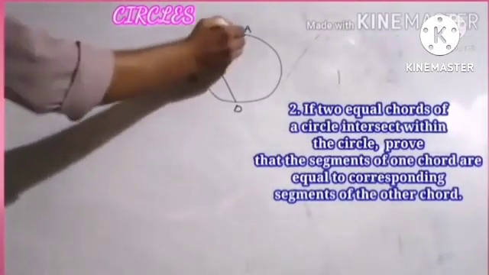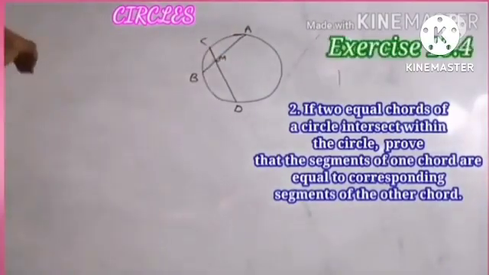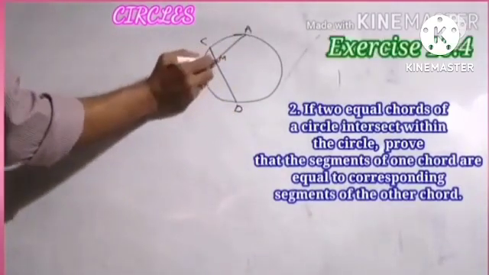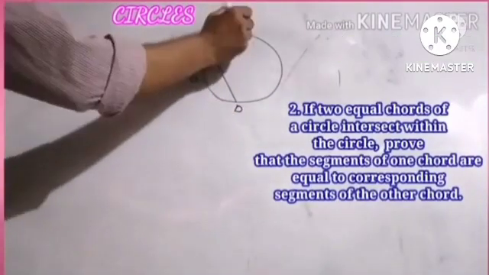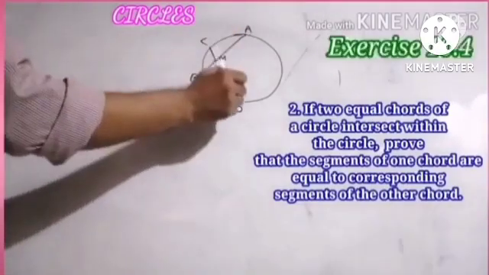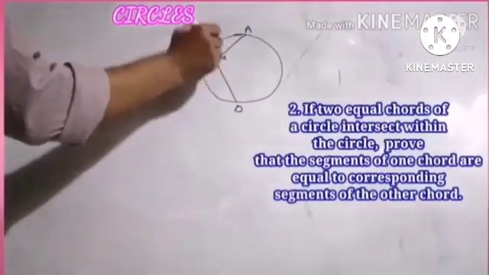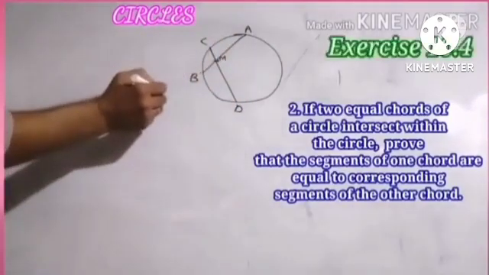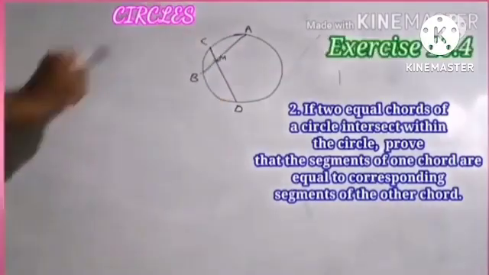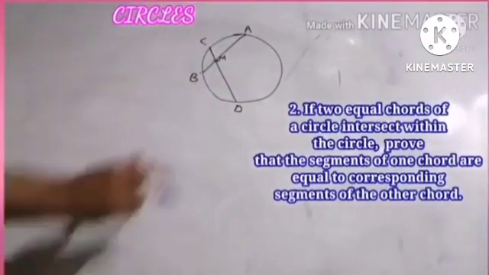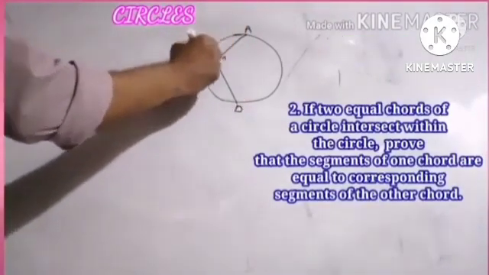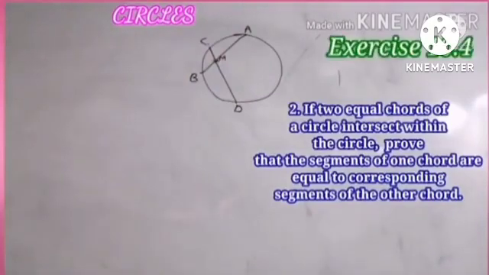When they meet, each chord is divided into two parts. First, here the meeting point is M. So AB is divided as AM and BM. One is the bigger portion, the other is the smaller portion. And also CD is divided as DM and CM. Now we have to prove that their corresponding segments formed are equal. That means AM equal to DM and CM equal to BM. That is to prove here.